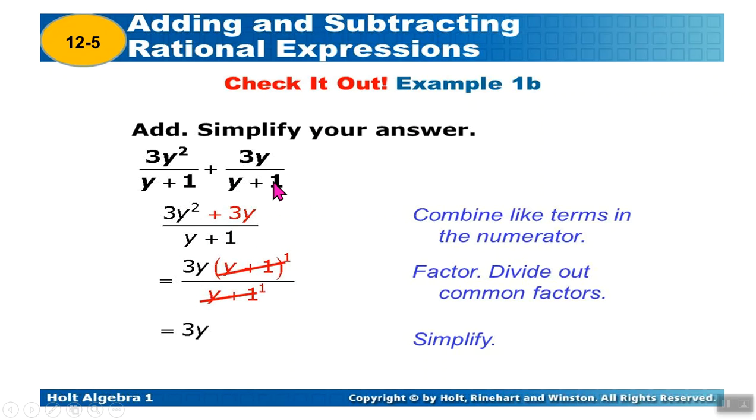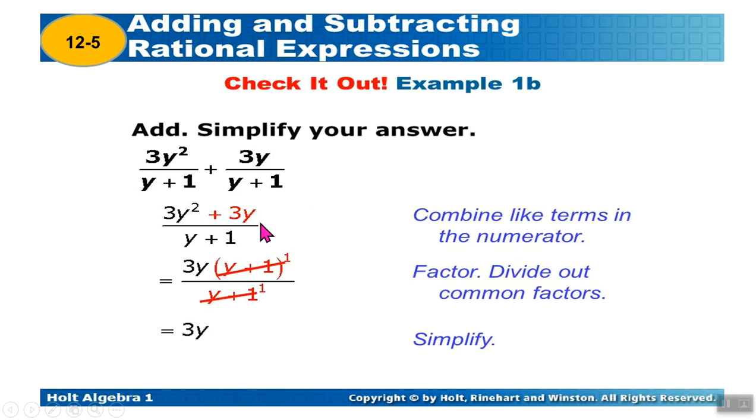Y plus 1, y plus 1, so the answer will also have y plus 1 in the denominator. What will we do with the numerator? We will add them if we can. 3y squared plus 3y. Can we add? No, we can't, because those are not like terms. Here is y squared and here we have y. We can't add y squared with y, so we don't add.